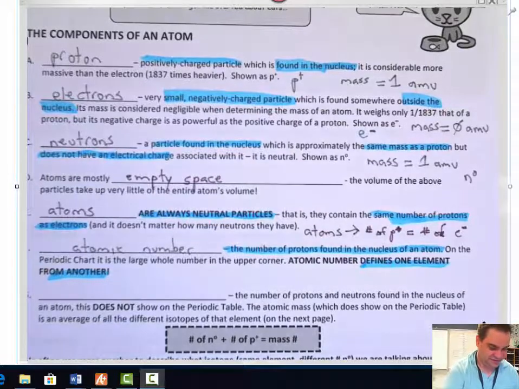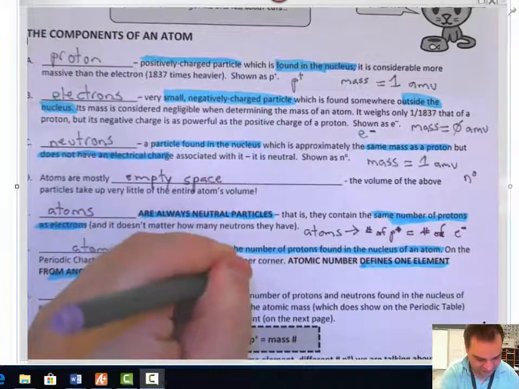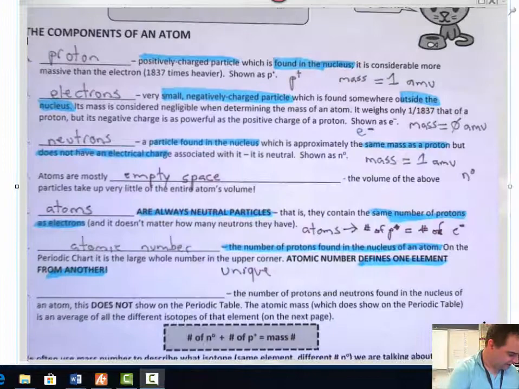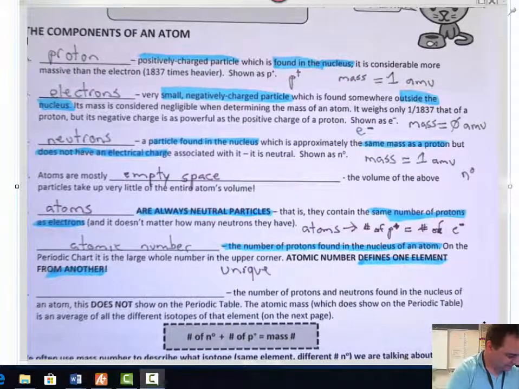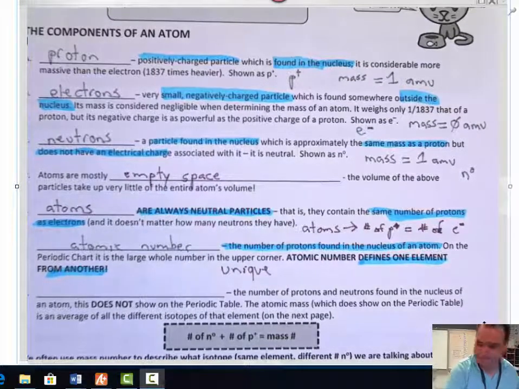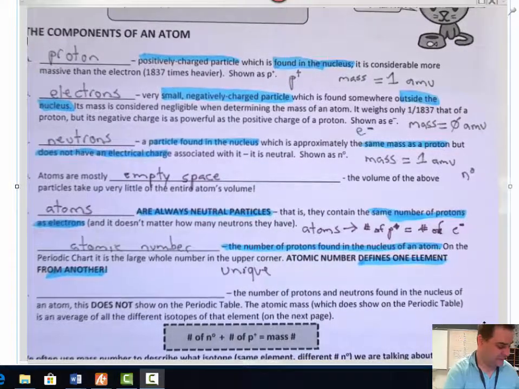Atomic numbers are unique. Just like me. Right? See, I got horns.